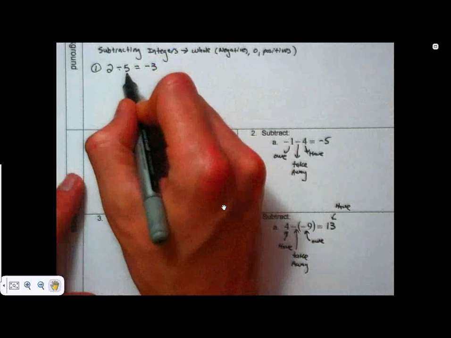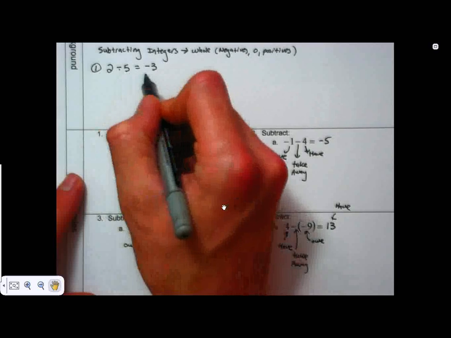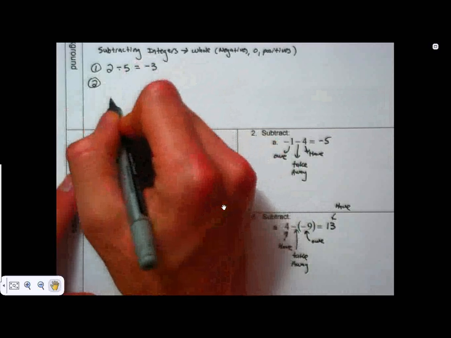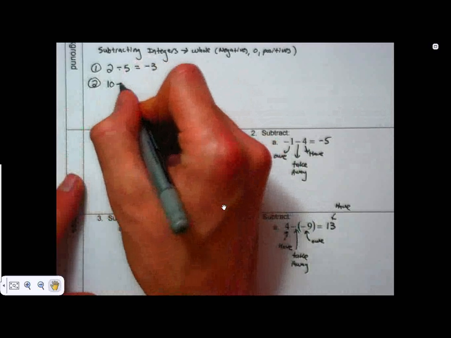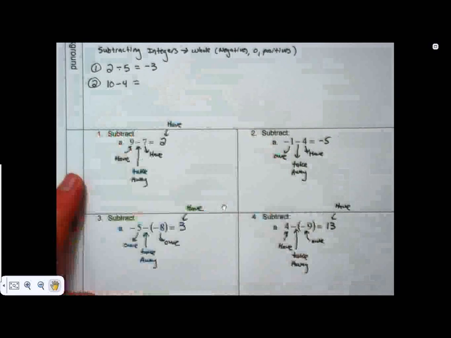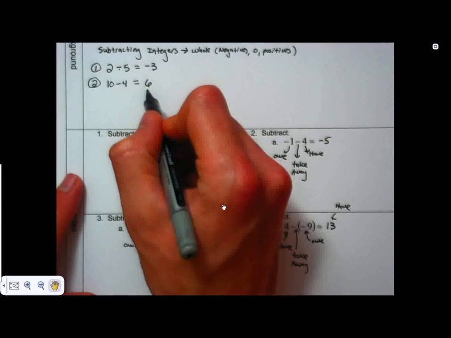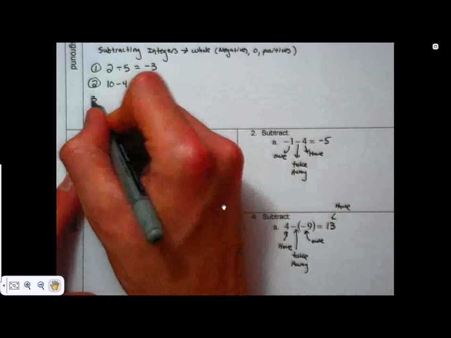Well, you should have gotten an answer, in this case, of -3. You began by having 2, and then somebody took away $5 of the money you had. What that means is it's going to put you in debt. So you're going to be $3 in debt. Okay, number 2 is 10 minus 4. In this case, you should have ended up with +6. You began by having 10, and then somebody took away $4 of what you had, which left you with 6.